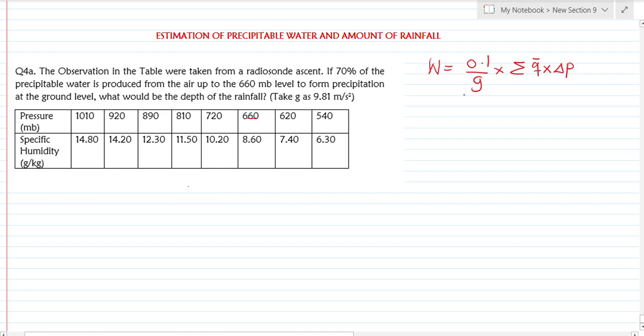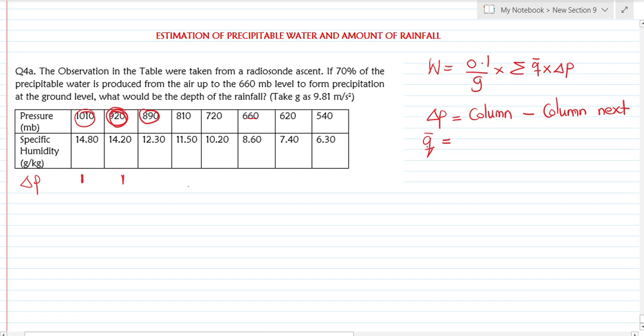So we are going to draw a table where we will need the change in pressure and the average. Now the change in pressure is given by the column that you find yourself minus the next column. So if I want the change in pressure at this point, it is the column here minus the next column.